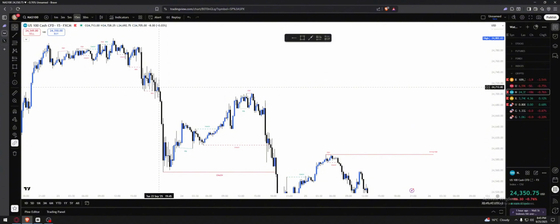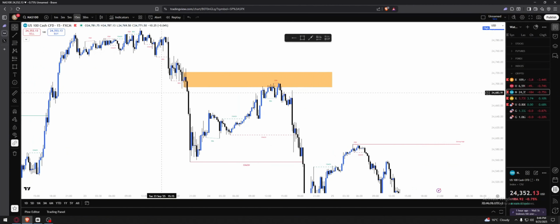So this is our supply zone. We have a gap right here, so this is our supply. We only take the different color candle. So if we have a downtrend, okay, so this is our downtrend. So if we have a downtrend, we are looking for supplies.